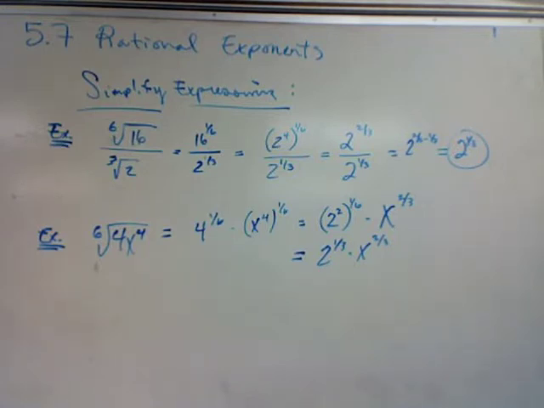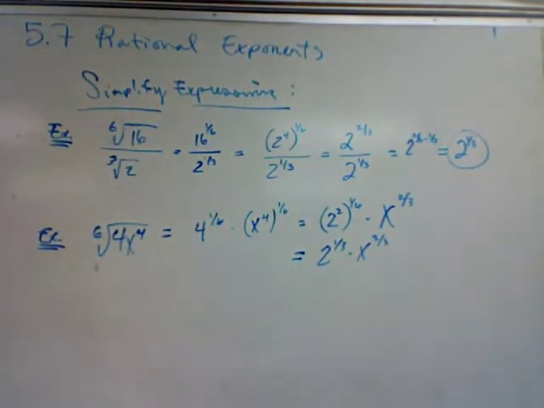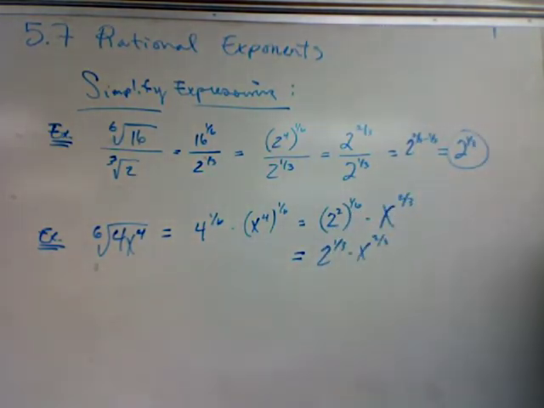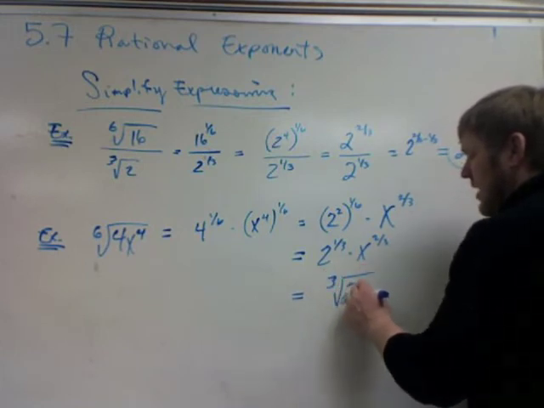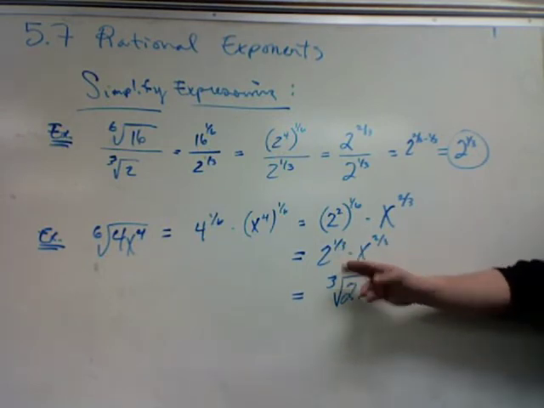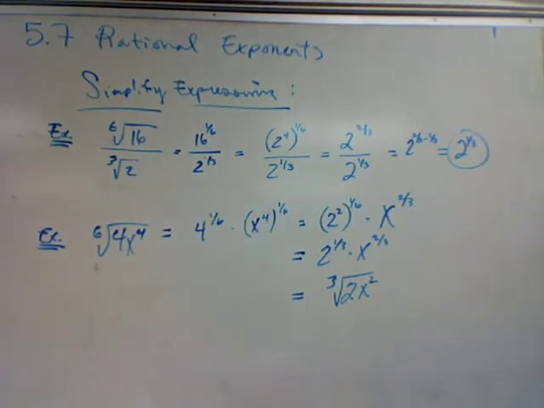I think that's all the further we can go with that. Well, if we're cube rooting everything here, I think we could write this as the cube root of 2x squared. If we have the same cube root, I can write the factors underneath as 2x squared, the cube root of 2x squared. So that would be my final answer.